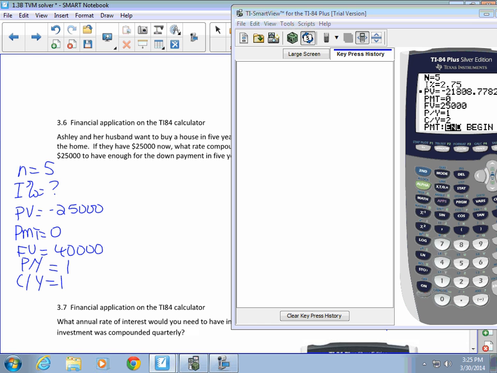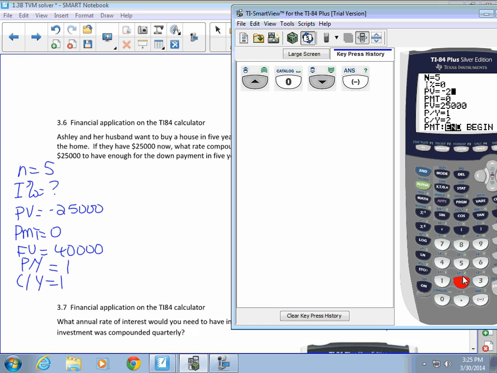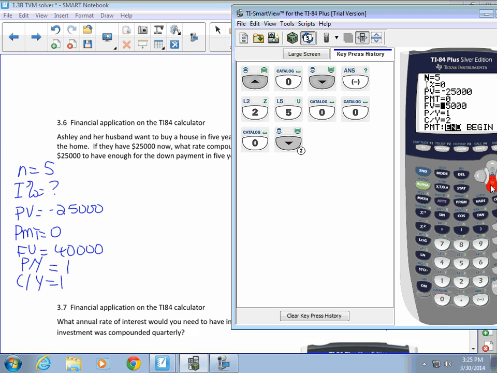Okay. So number of years is 5. We don't know the interest, so we're going to move up there and just put a 0 for right now. Present value, they're investing $25,000 of their own. Payments are 0. They want to end up with $40,000. One payment per year and compounded once a year.